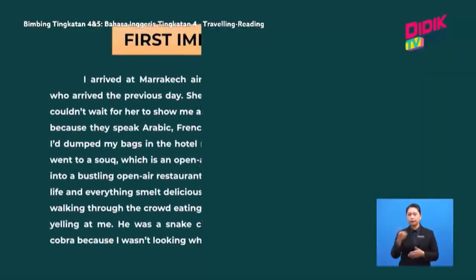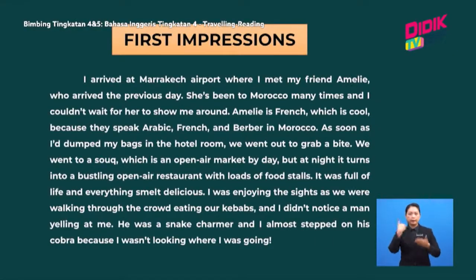Now, let's read the text again. This time, you have to understand what you are reading. First paragraph. I arrived at Marrakesh Airport where I met my friend Emily, who arrived the previous day. She's been to Morocco many times and I couldn't wait for her to show me around, to take her to the interesting places in Morocco.